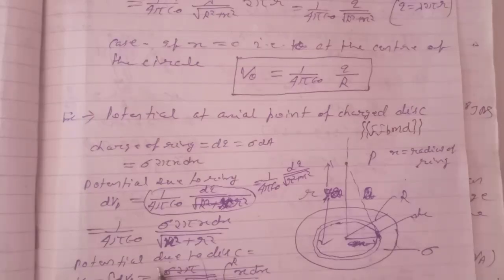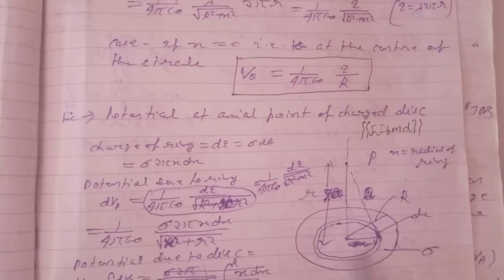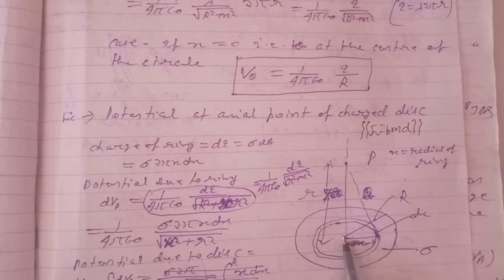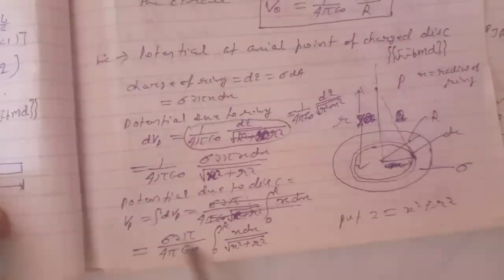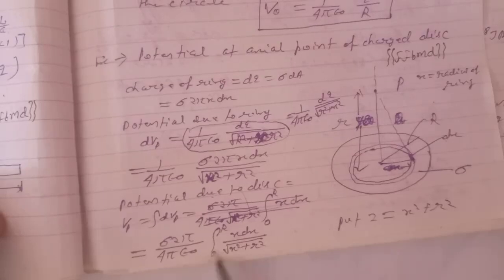So potential due to the whole disk will be Vp equal to integration dVp, sigma into 2 pi by 4 pi epsilon naught, from 0 to r, because our first ring will be here and the last ring will be here. So the integration will be from 0 to r, because here x is variable. So x dx under root x square plus r square. So Vp equals sigma 2 pi by 4 pi epsilon naught, integration 0 to r, x dx by root under x square plus r square.